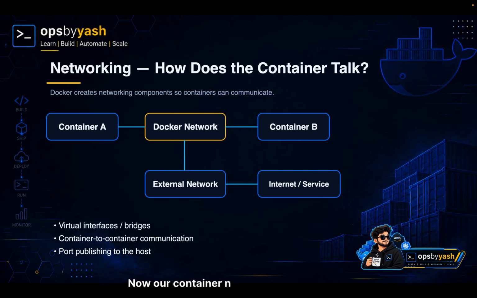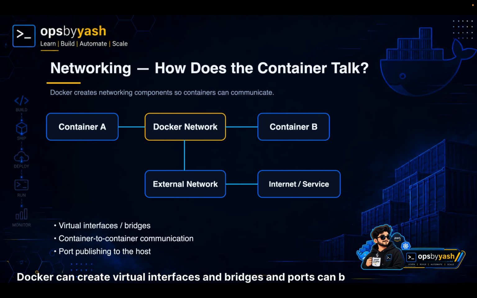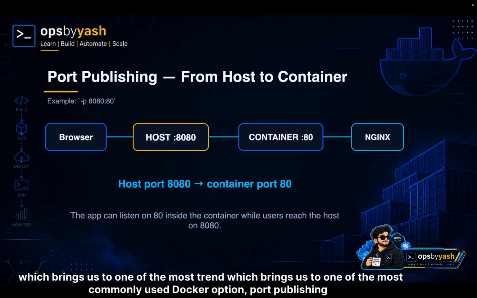Now our container needs to talk. Maybe it needs to talk to another container. Maybe it needs to talk to a database. Maybe users on the internet need to reach it. Docker creates networking components to make this possible. Containers can communicate through Docker networks. Docker can create virtual interfaces and bridges, and ports can be published from the host to the container, which brings us to one of the most commonly used Docker options, port publishing.